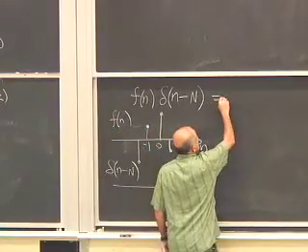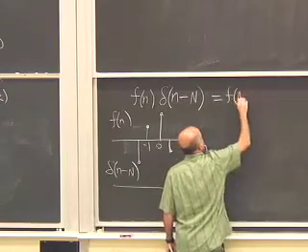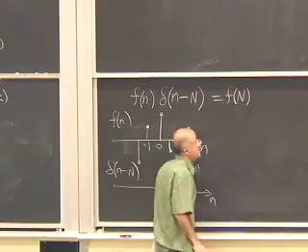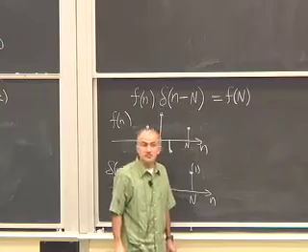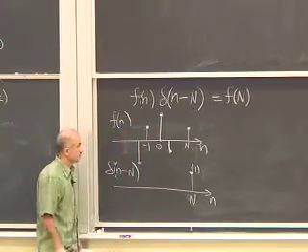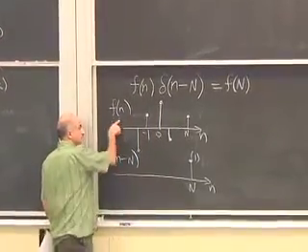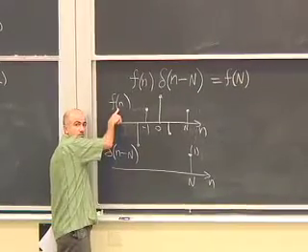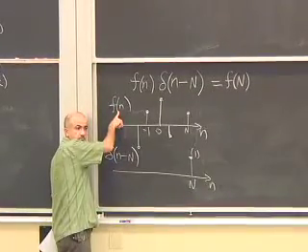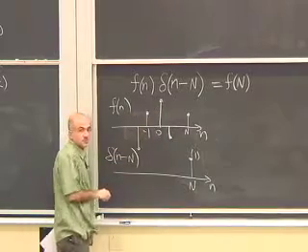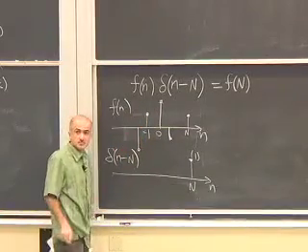I get what? F of capital N. Is that it? Well, when I multiply this by this, do I get a number or do I get a function? Is that a number or a function? So are you telling me that the function I get is constant?